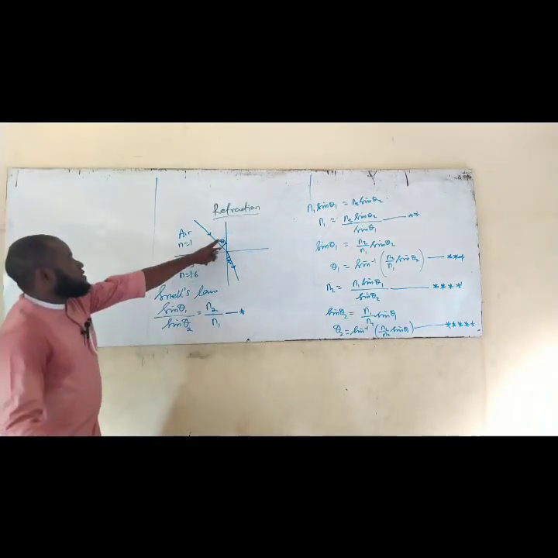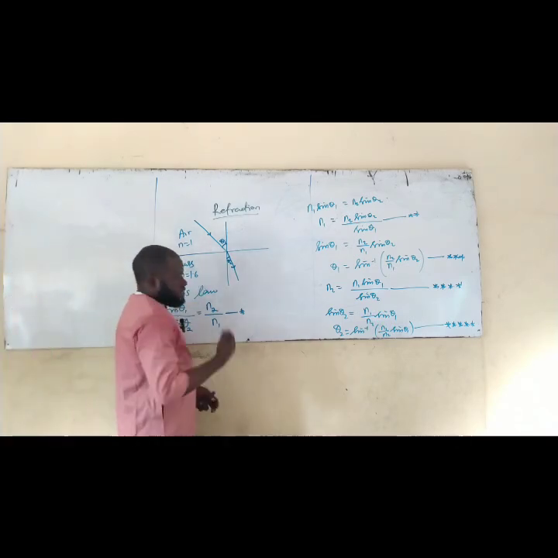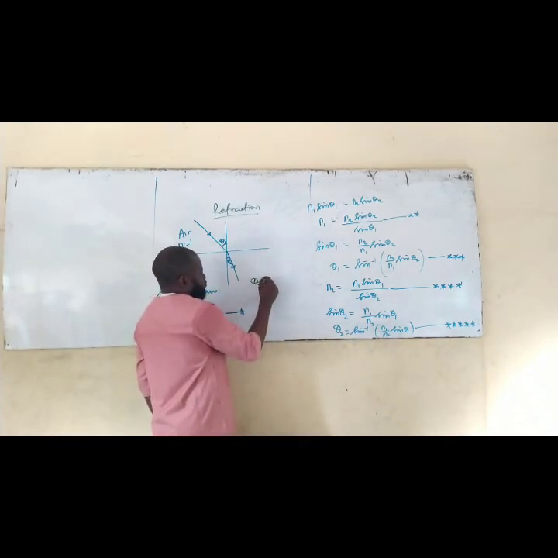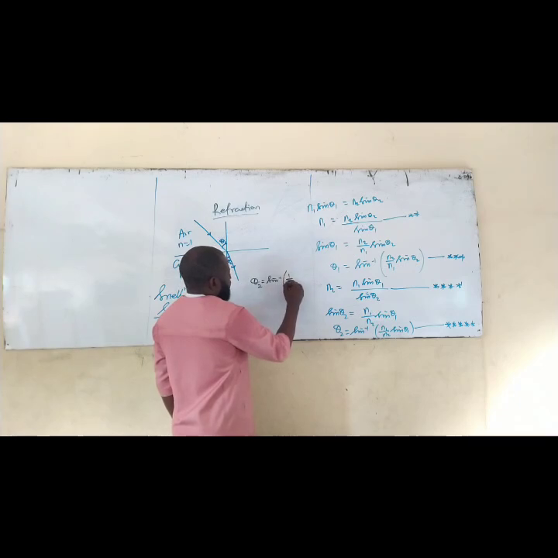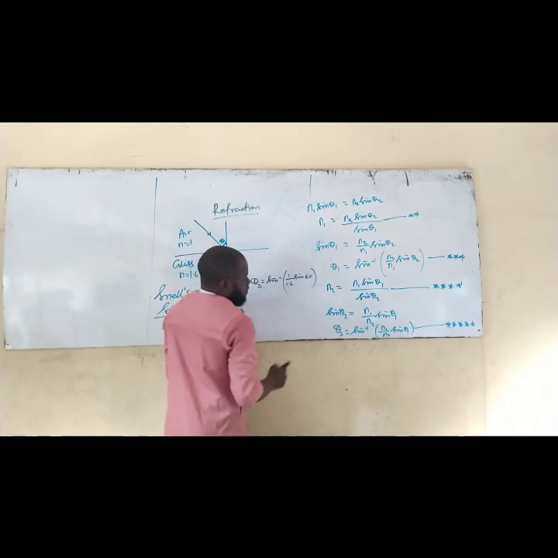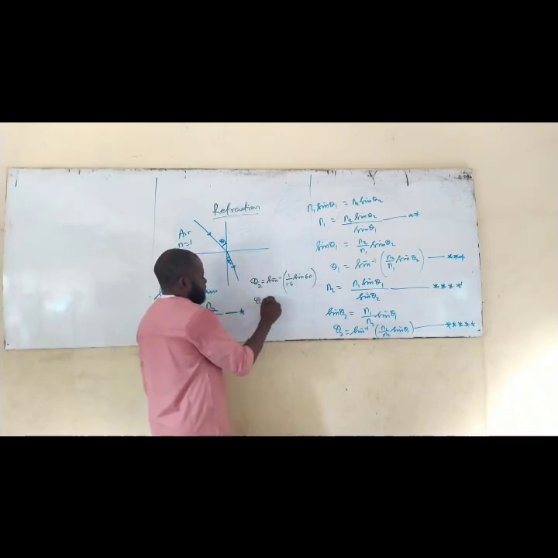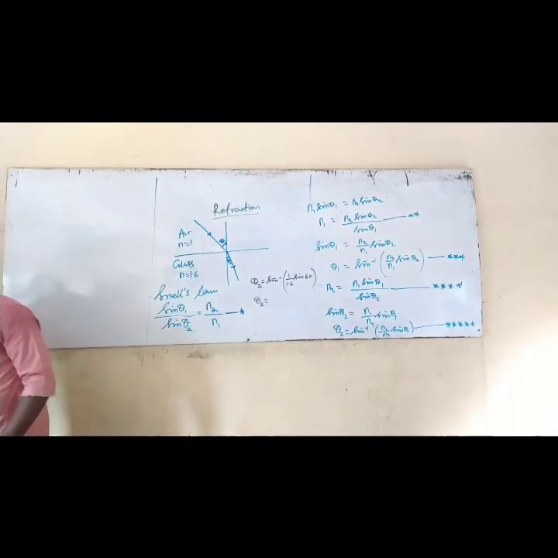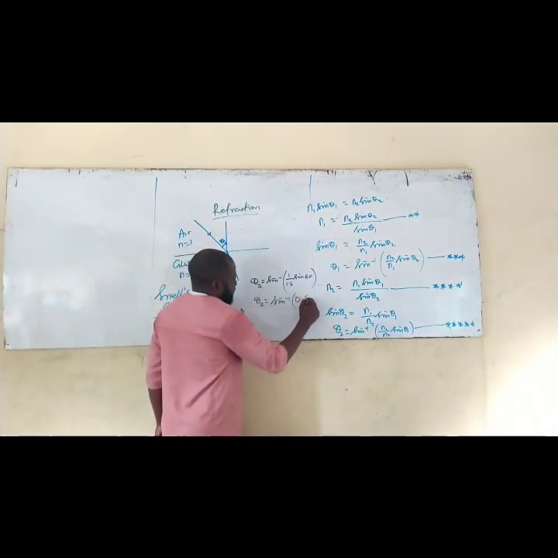Alright. So if I give you that theta 1 is 60 degrees, you can find theta 2, isn't it? Just plug it into this place. Theta 2 is equal to arc sine of N1, which is what? 1 over 1.6 sine of 60. So 1 divided by 1.6 sine 60, or just say sine 60 divided by 1.6, what do you have? 0.54. So arc sine of 0.54.